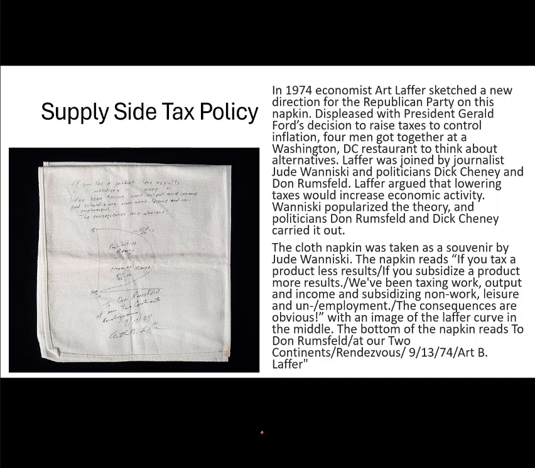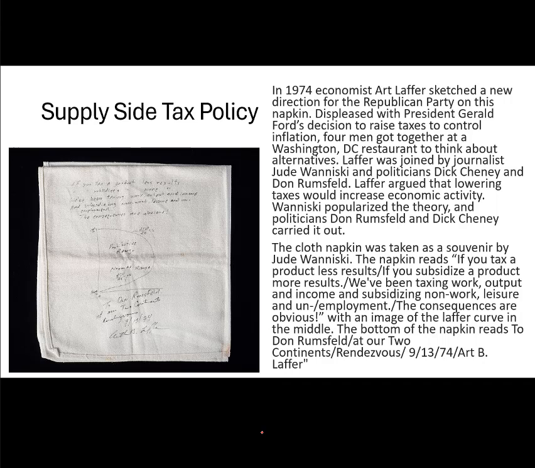Names you might remember: Dick Cheney was vice president, Don Rumsfeld was Secretary of Defense under George W. Bush. Laffer argued that lowering taxes would increase economic activity. Wanniski popularized the theory, and politicians Don Rumsfeld and Dick Cheney carried it out. Well, they helped to carry it out. They helped promote tax cuts later on during the Reagan years in particular. The cloth napkin was taken as a souvenir by Jude Wanniski.